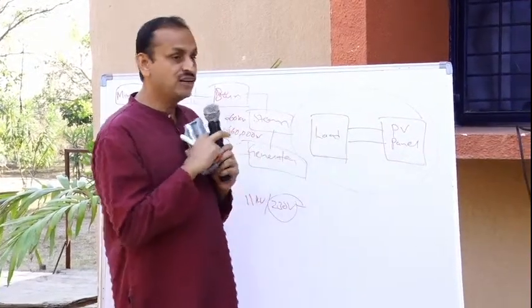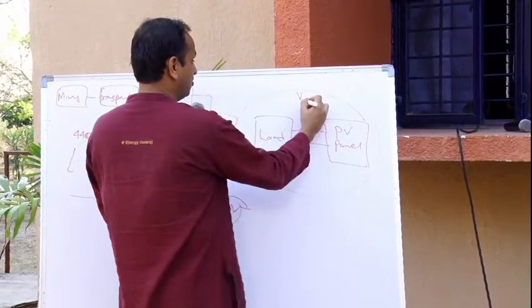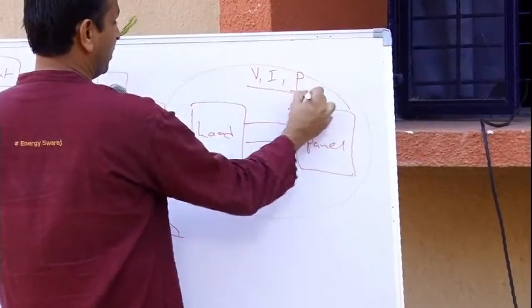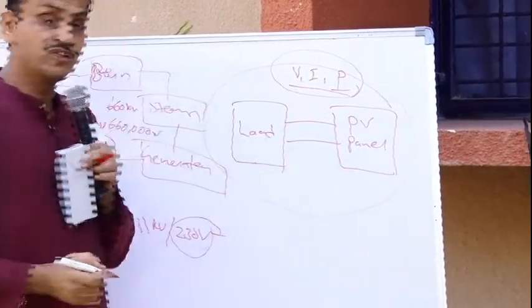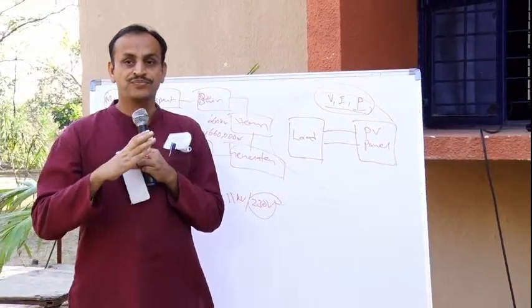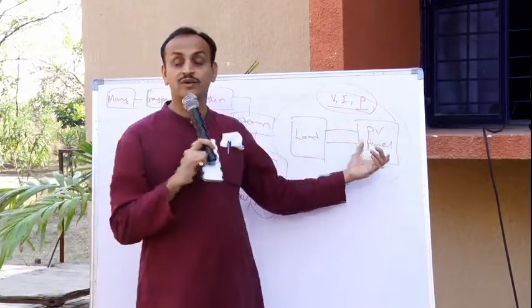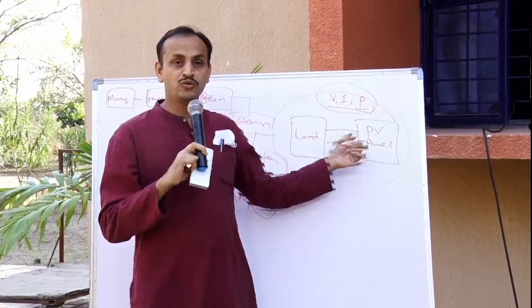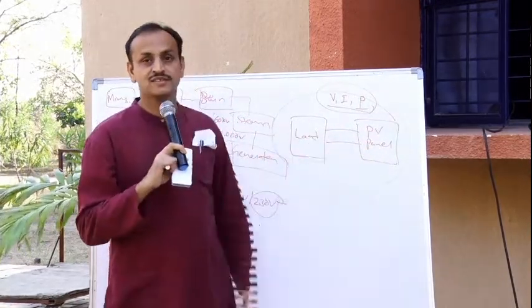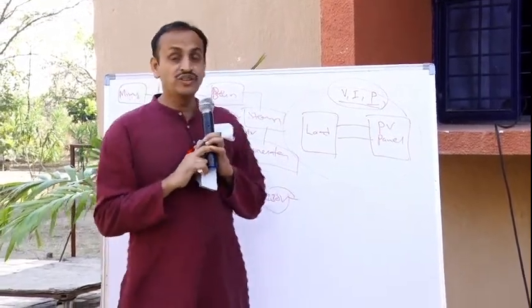If you appropriately match three things, you have to appropriately match voltage and current. And if you match these two, the third thing, power, will be matched automatically. So if you match the voltage, current, and power requirements of the load with the appropriate voltage, current, and power from the panel, you can actually connect them together and it will work. And we can actually see the demo effect.